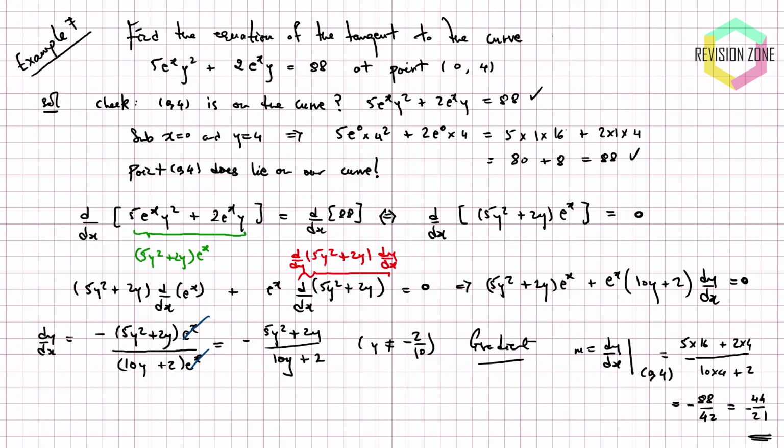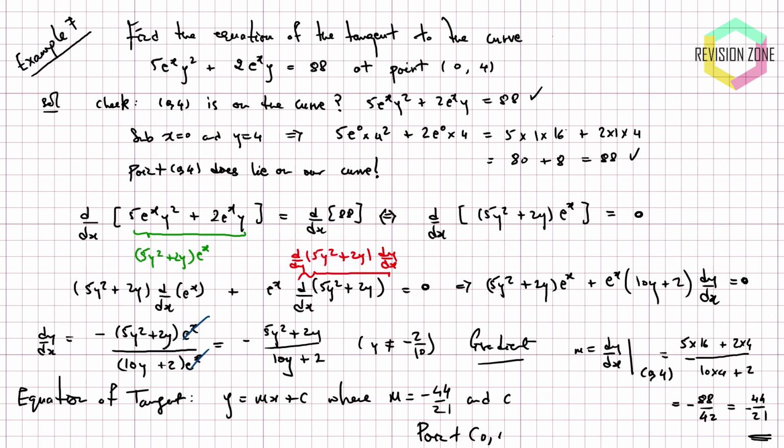So now we can just go to our equation of tangent. Okay, we know it's going to be of the form y equals mx plus c, where m is obviously our gradient, which we've worked out, and c is the y-intercept. But because our point is actually 0, 4, then we already know what the value of c must be. It has to be 4. So we can just write down, in fact, our equation is y equals minus 44 over 21x plus 4. And we've been able to do this entire question.